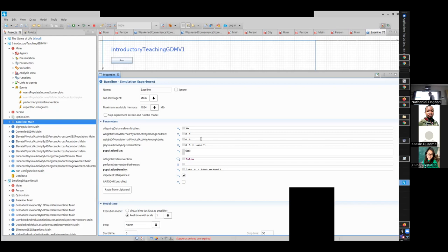There are some others as well, like how far two people have to be from each other to influence one another. That's that network side, or what's the population density. Also whether to impose SES disparities. We do impose for this model socioeconomic status disparities in the population initially, and that is something which we're imposing on the model. So those are some exogenous factors.